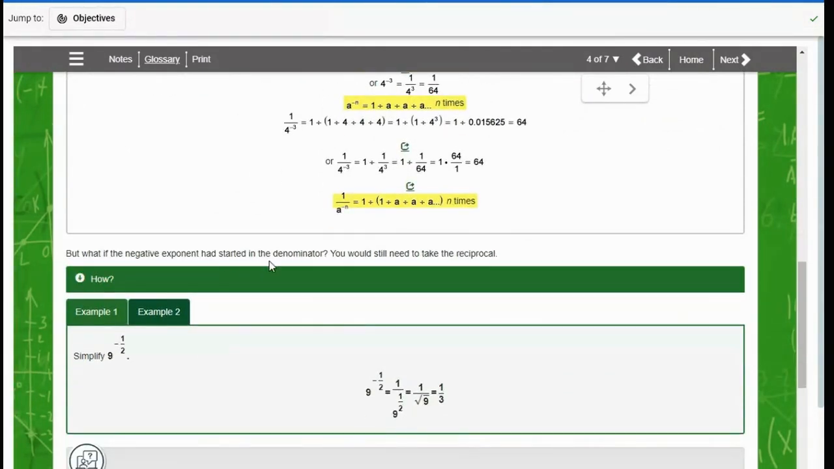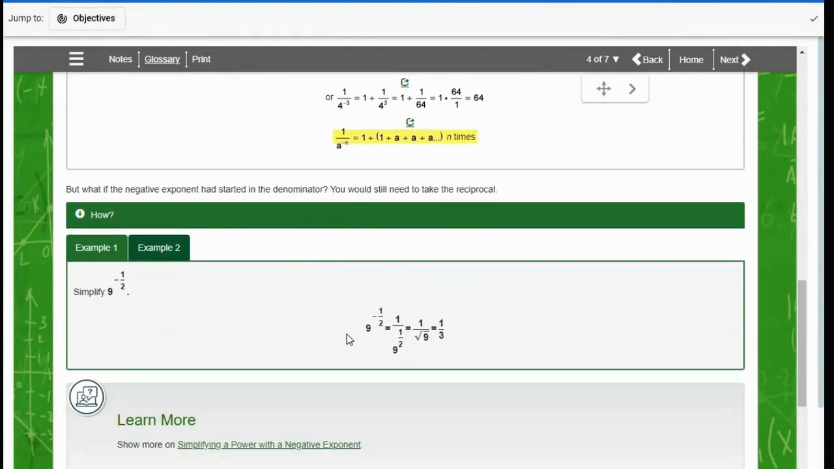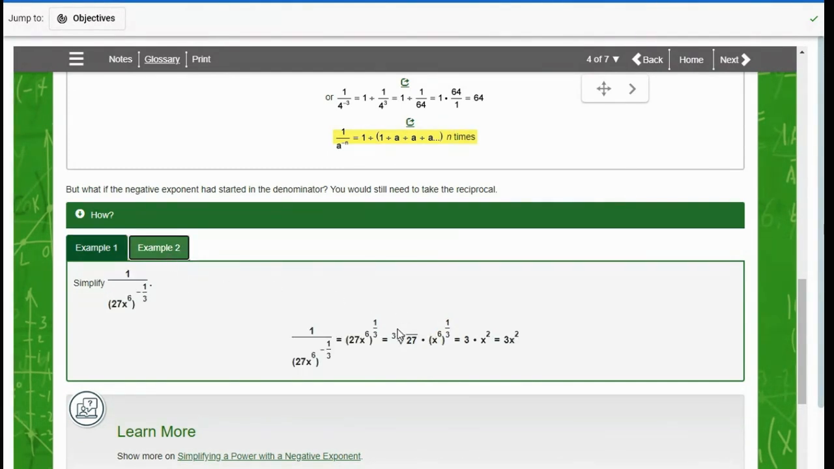What if the negative started in the denominator? You would still go the same way. That's what I was talking about. 9 to the negative 1/2 becomes 1 over the square root of 9. The other one, if it's already in the bottom, then you're going to move it to the top to make it positive. So you just took it out from underneath the 1 and made it a positive exponent.